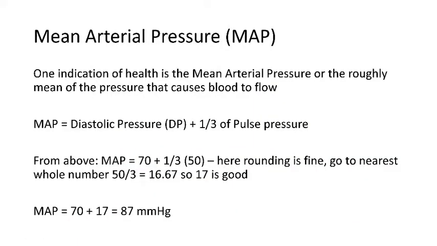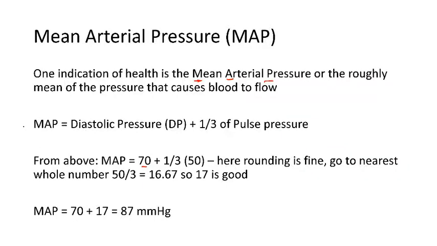Now, when we take that blood pressure, we can calculate the pulse pressure. One of the things that we do as an indication of health is called the mean arterial pressure, MAP, which is basically the mean, not the average, but the mean of the pressure that causes blood to flow. And the way they calculate that is they say it's the diastolic pressure plus 1/3 of the pulse pressure. So we had a diastolic pressure of 70, we had a pulse pressure of 50, and in this case, rounding is fine. Always go to the nearest whole number.